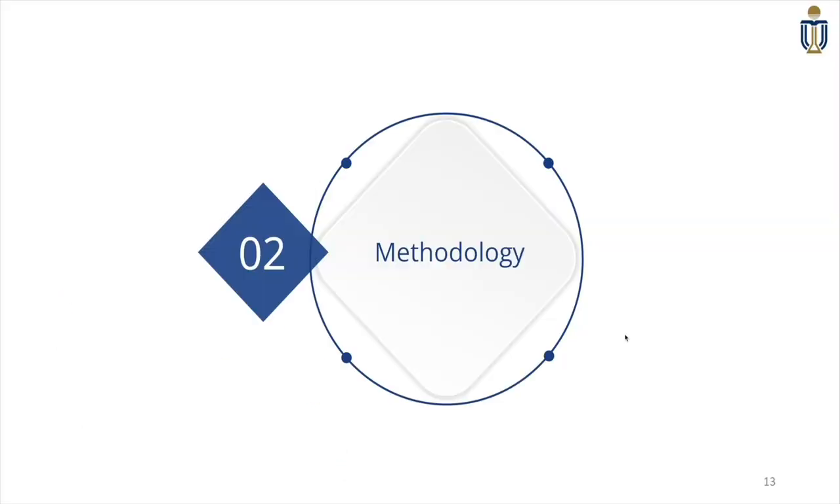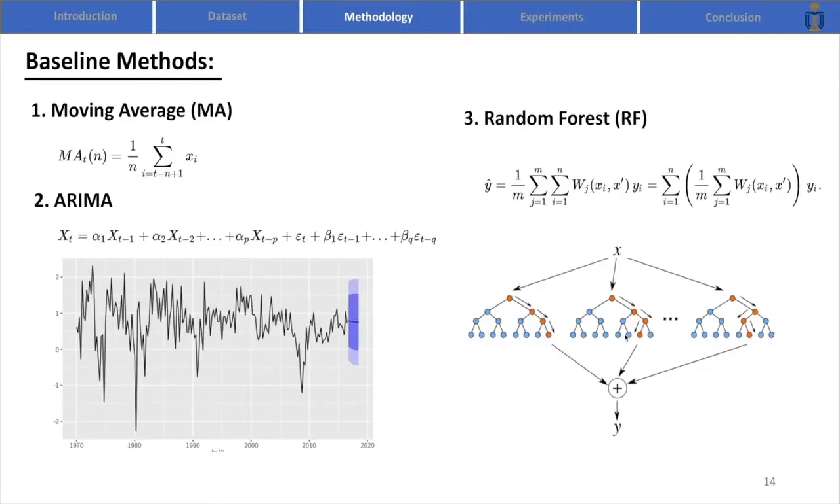Okay, then let's move to the methodology part. In our project, we utilized 5 baseline models. The first one is called moving average. The basic idea of moving average is to predict target values by averaging previous data points. The second model is called auto-regressive integrated moving average, a very classic statistical model that is proved to be quite powerful in time series tasks.